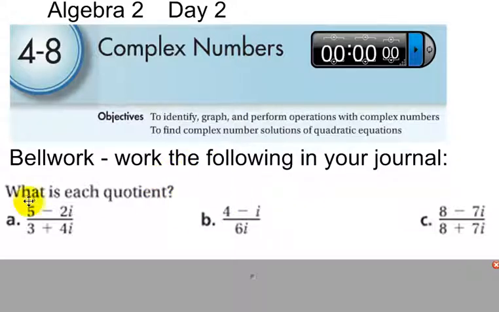So I'm starting with review of yesterday's division of complex numbers. So if you'll take 4 minutes and do those now.